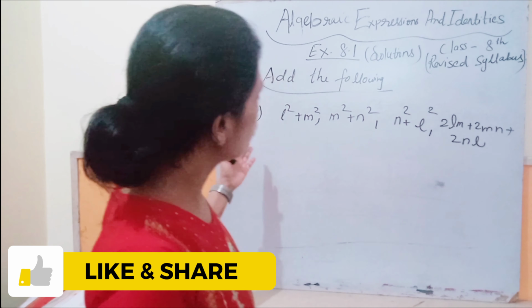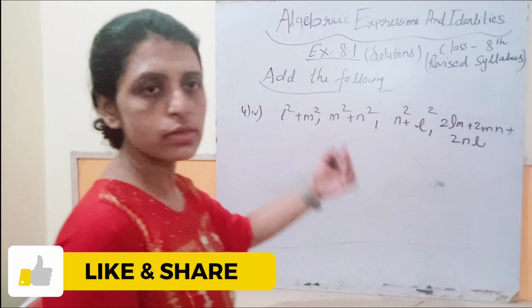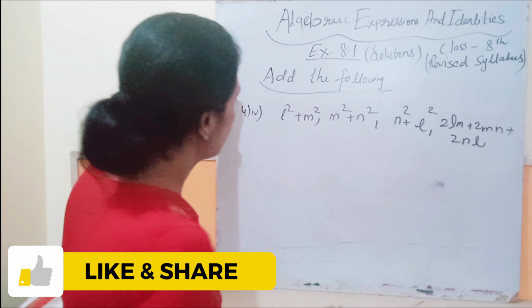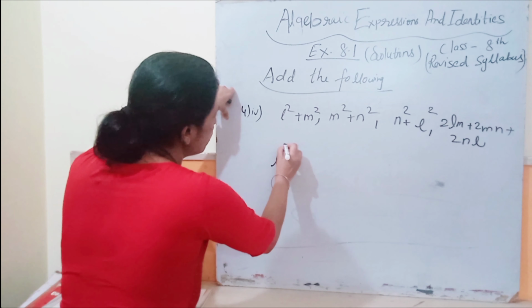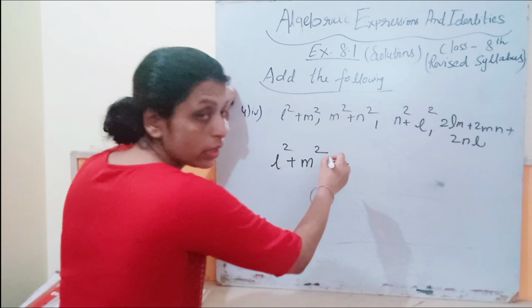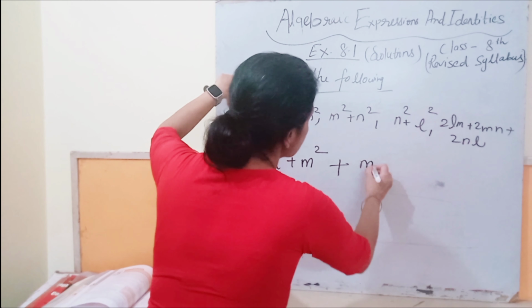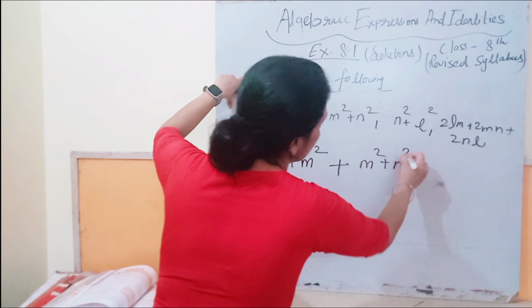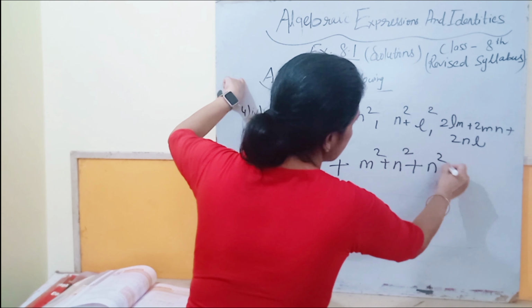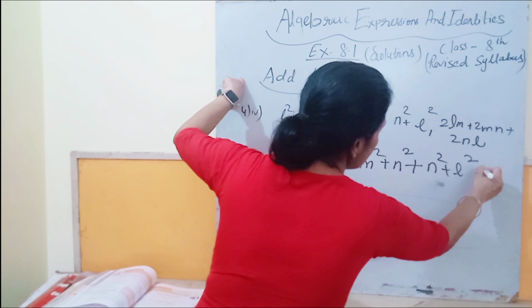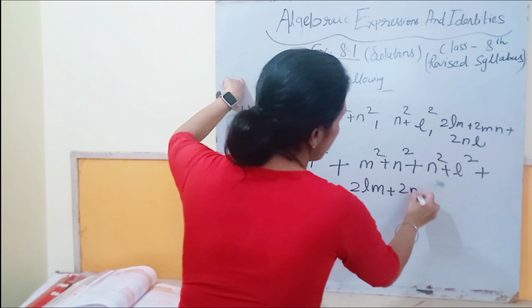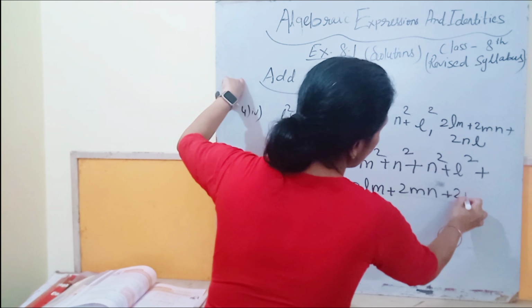According to whichever is easy for you, you can use any of these 2 methods to solve the questions. Okay. Now, so L square plus M square plus, the sign is plus because we are adding, plus M square plus N square plus N square plus L square plus 2LM plus 2MN plus 2NL.